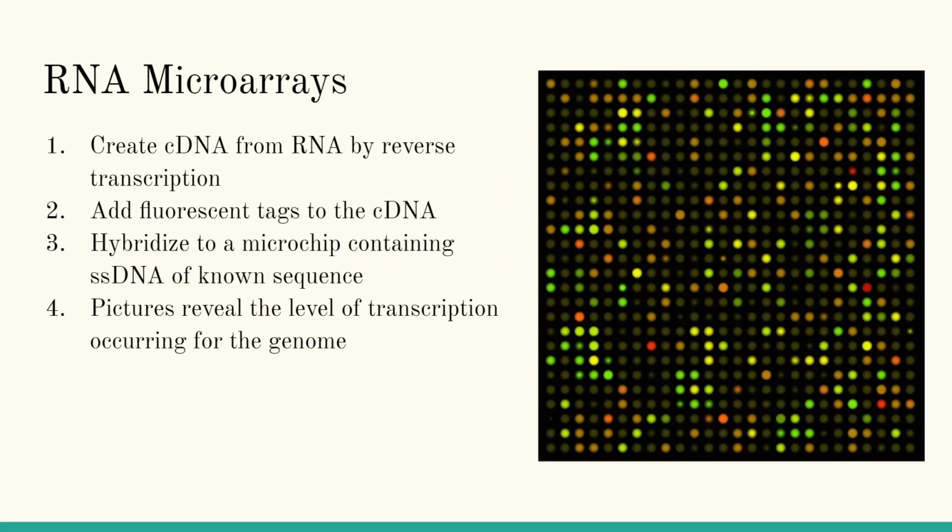RNA microarrays are used to detect levels of gene expression throughout the genome. So you will start by creating cDNA from the RNA by reverse transcription of that RNA into DNA. You're going to add fluorescent tags to the cDNA pieces first. So for example, if you add a red tag for all of the cDNA from one cancer patient, and then you add green tags for all of the cDNA for a healthy patient, you would then mix these and hybridize both of the patient samples into a DNA chip with a single-stranded known DNA, and then you would image the chip.